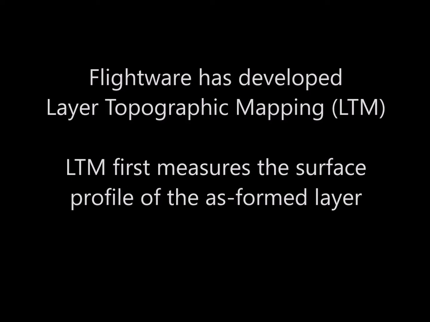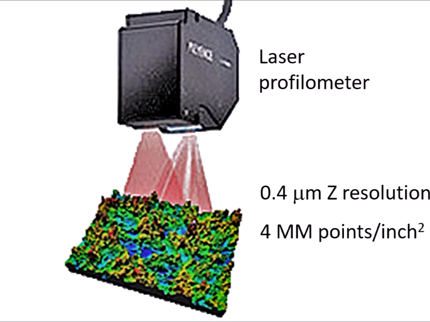Flightware has developed an in-process inspection method for L-PBF that directly measures the as-formed metal after every layer is produced. We measure the surface height or profile of the melt layer using a commercial off-the-shelf laser profilometer. This provides a very dense and very precise 3D point cloud of the surface. We generate about 4 million points per square inch, and height measurements are repeatable to less than half a micron.